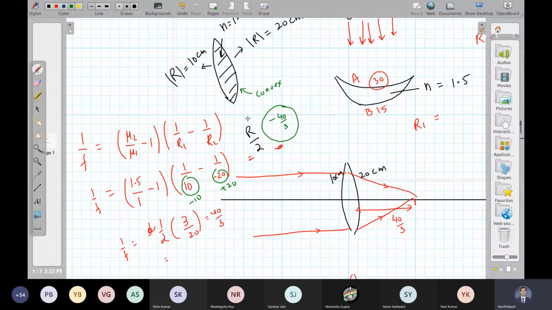तो R1 क्या है? +10 है या -10 है? फाइनल बताइए मुझे. वो कैसे R1 आपने किया? R1 should be -10, sir. क्यों?